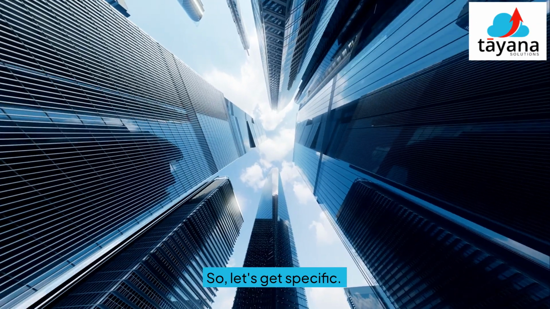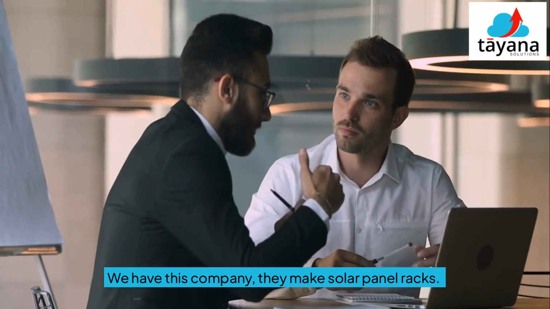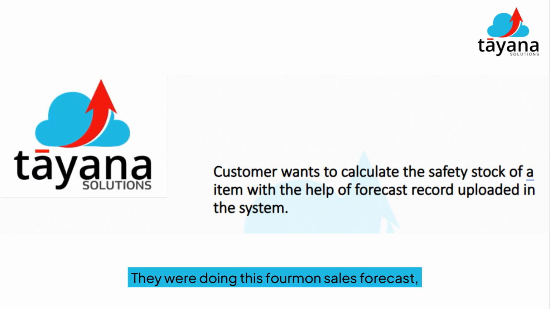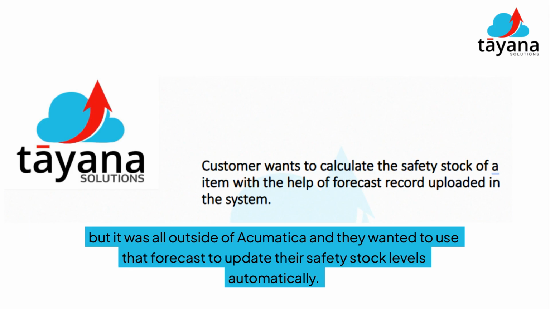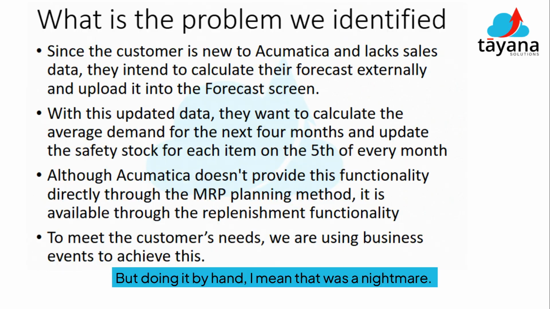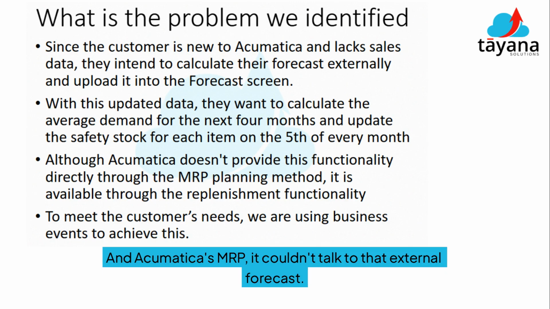Perfect. So let's get specific, okay? We had this company, they make solar panel racks. They were doing this 4-month sales forecast. Okay. But it was all outside of Acumatica. Mm-hmm. And they wanted to use that forecast to update their safety stock levels automatically. But doing it by hand, that was a nightmare. And Acumatica's MRP, it couldn't talk to that external forecast.